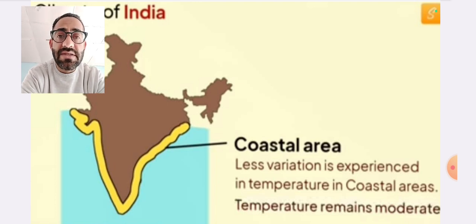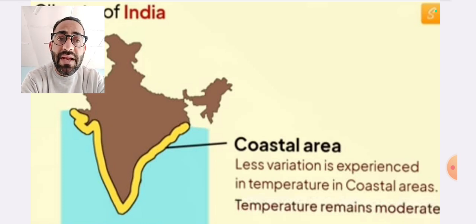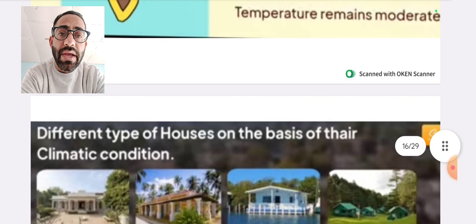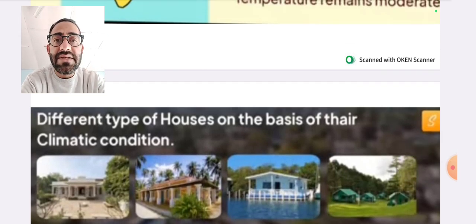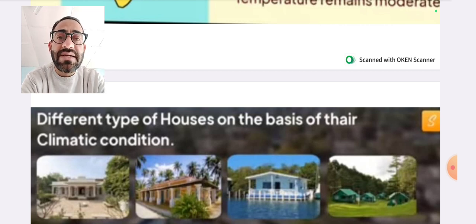Why is the temperature here moderate? Because there is less variation in temperature on the coast, due to the influence of the sea, due to the exposure of the sea. That is why these areas, the eastern coastal plains and western coastal plains, have a moderate type of climate. Now, this variation in temperature and precipitation affects our life, our lifestyle.